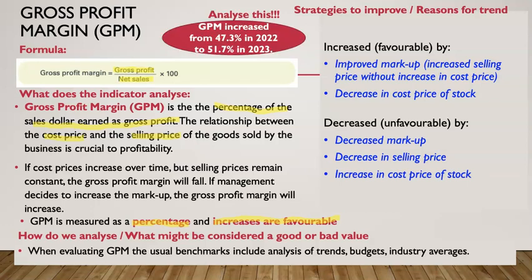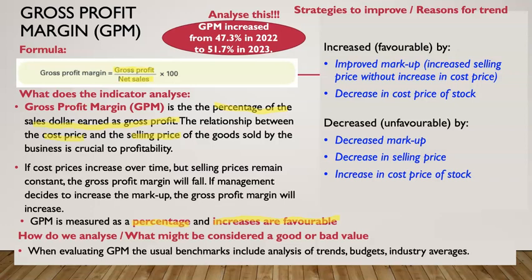So can you analyse one that said gross profit margin increased from 47.3% in 2022 and has increased to 51.7%? How would you analyse this? What would you consider? What would you look at to try and work out why this has occurred?